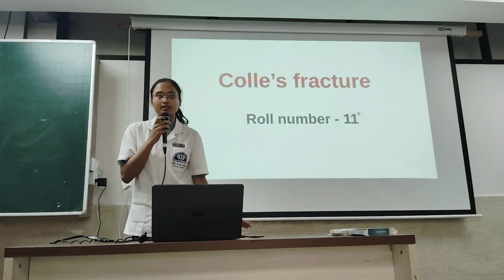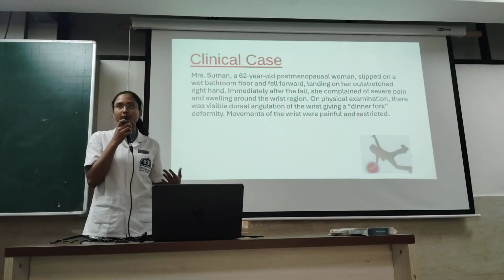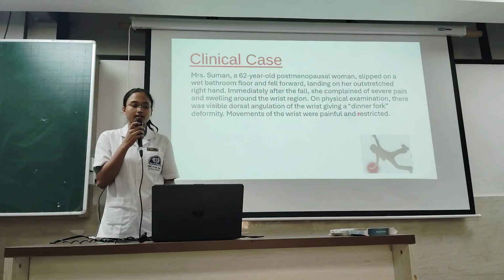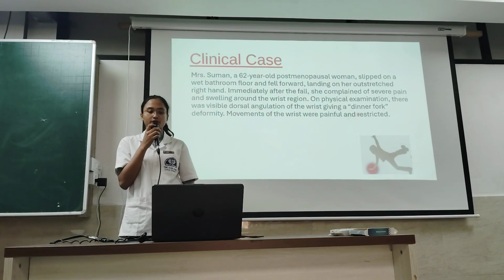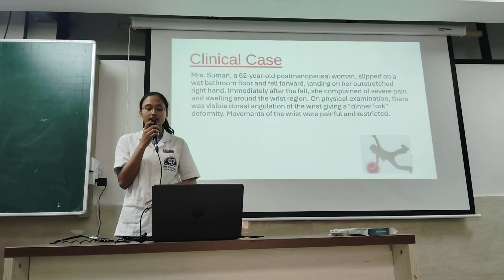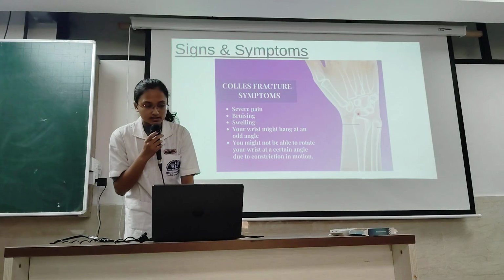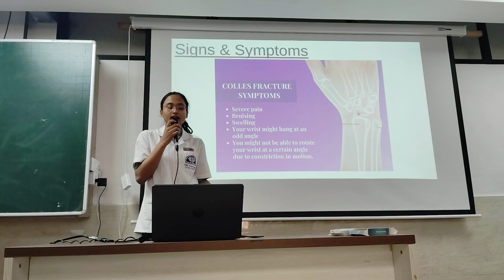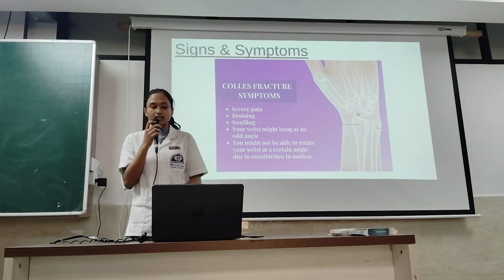Before diving deep into the topic, I have a case. Mrs. Suman, a 62-year-old postmenopausal woman, slipped on the wet bathroom floor and fell forward, landing on her outstretched right hand. Immediately after the fall, she complained of severe pain and swelling around the wrist joint. On physical examination, there was visible dorsal angulation of the wrist, giving a dinner fork deformity. Movements of the wrist were painful and restricted. Listing the signs and symptoms, she experienced severe pain, bruising, swelling, the wrist was hanging at an odd angle, and she was not able to rotate her wrist joint.